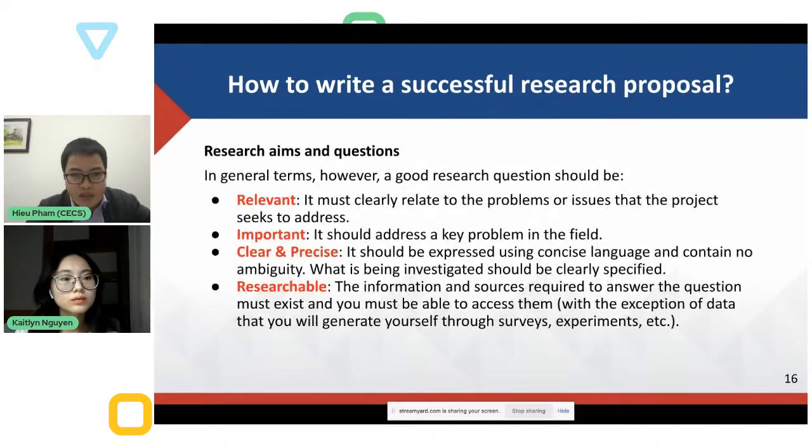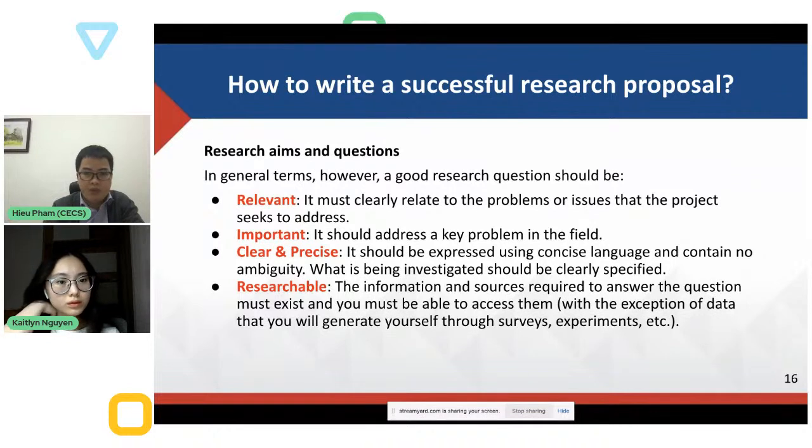It's hard to answer this question, but based on my experience in general, a good research question should have relevance. It must be clearly related to what you want to do, right? And what the research project seeks to address. It should be important. The research aims and questions should be important. It should address a key problem in a field or solve a limitation in a field, right?